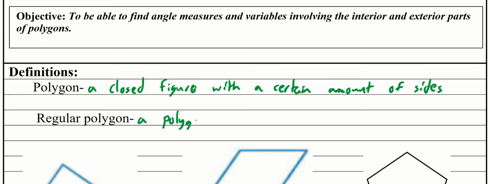a regular polygon is a polygon or a shape whose sides are all congruent. So for example, we've actually seen one of these already when we talked about equilateral triangles. That would be an example of a regular polygon.